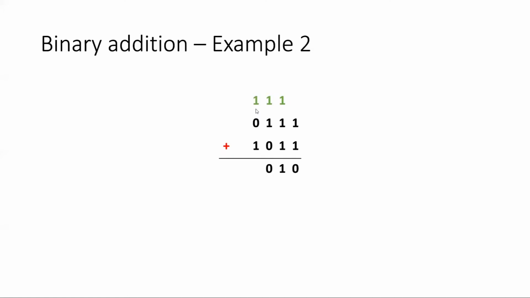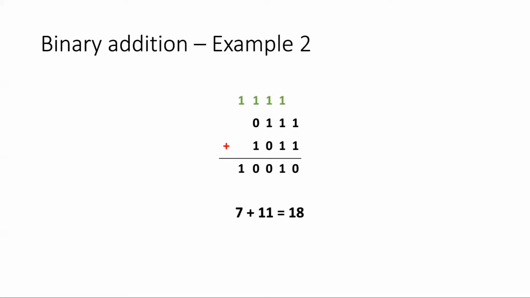And again, we have 1 plus 1, so we write it as 0 and the carry. So now let's see if we have performed our calculation correctly. In the first row, we have the binary representation of 7, because we have 1 plus 2 plus 4, which gives us 7.